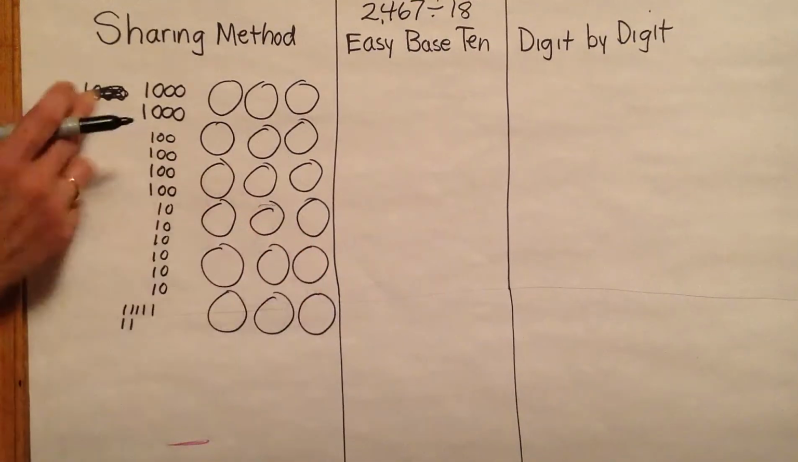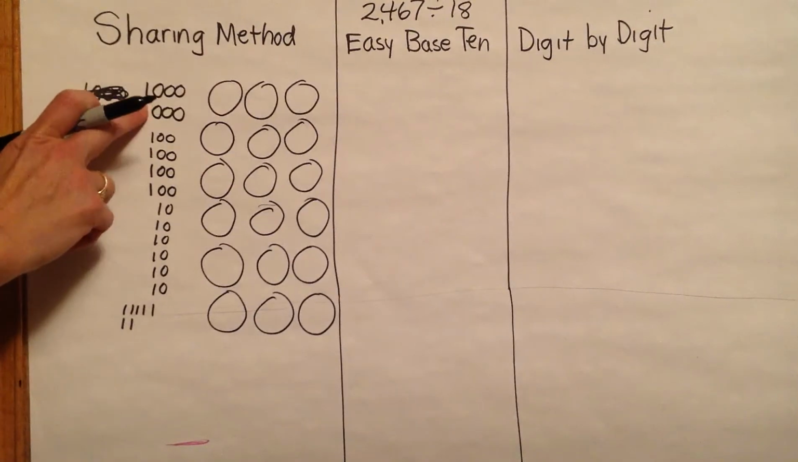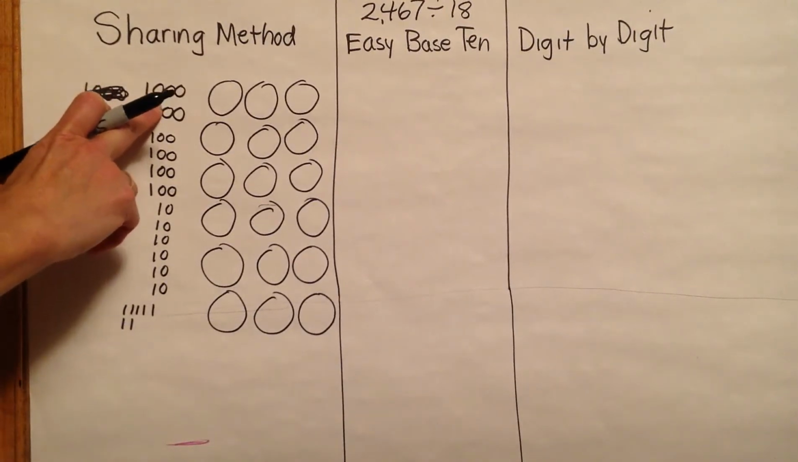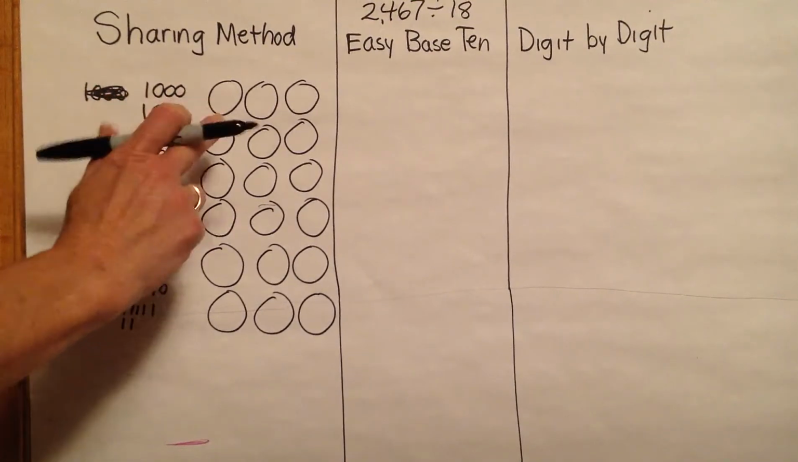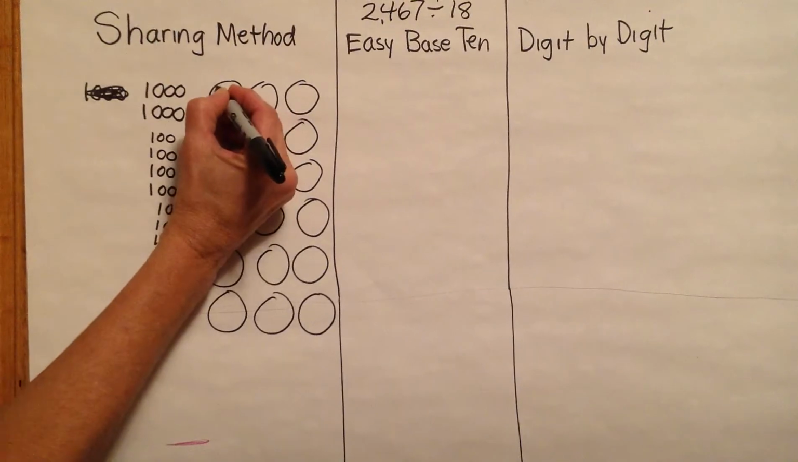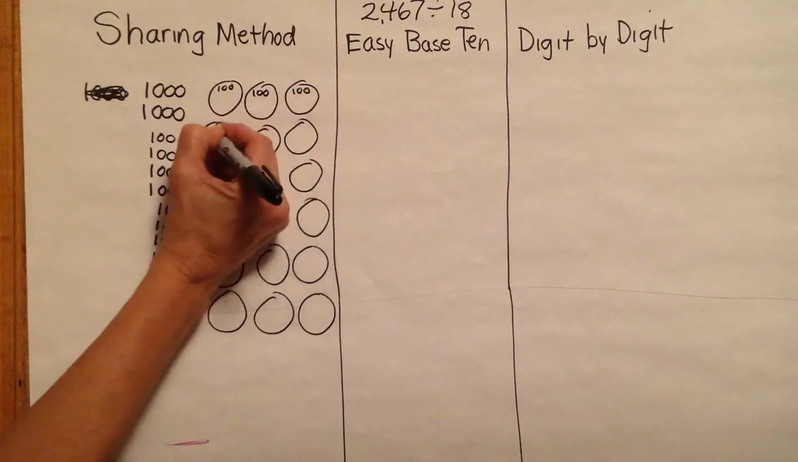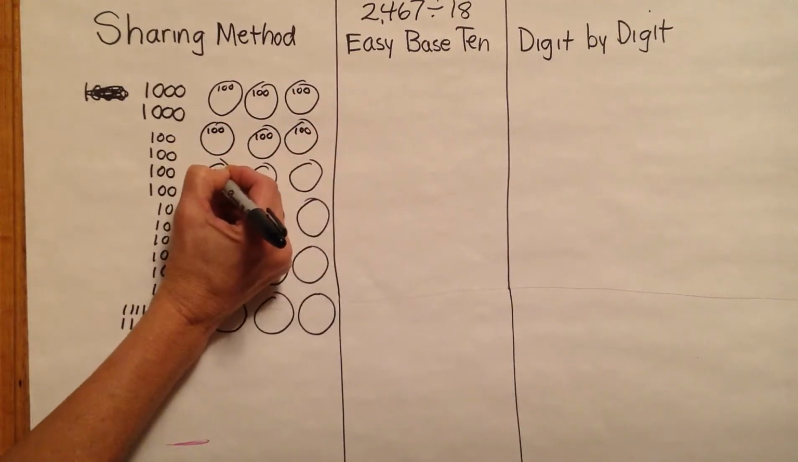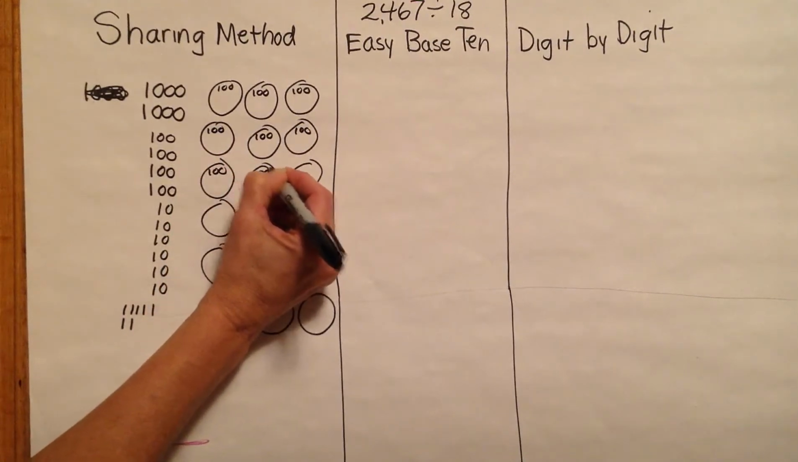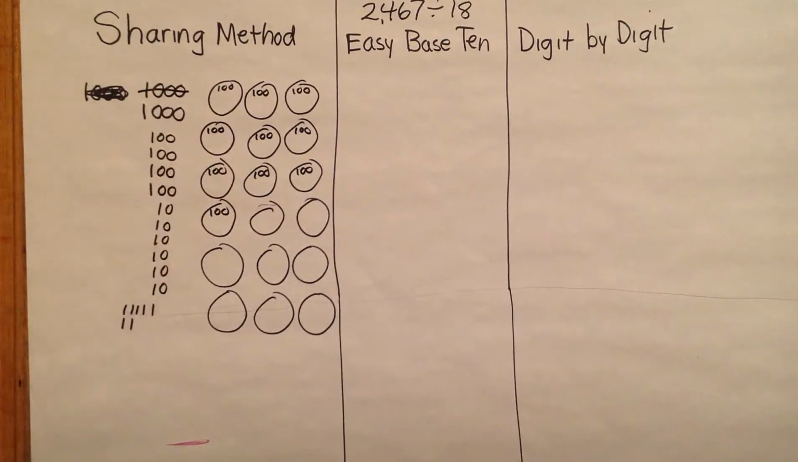But I can look at this right now and say I only have 2,000, so there's no way I can put 1,000 in each group. I'd have to have 18 thousands to do that. But I do know that I have 10 hundreds in every 1,000. We know that 10 times 100 is 1,000. So I think I'm going to just try to pass out 100 to each group. So 100, 200, 300, 400, 500, 600, 700, 800, 900, and there's 1,000. So that means I've passed out that 1,000.